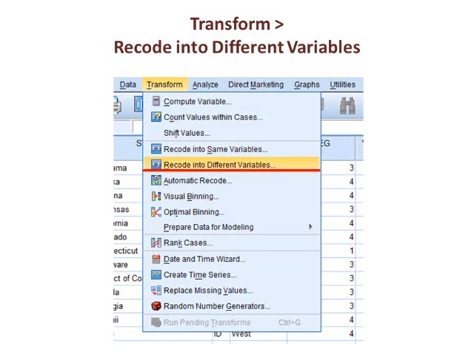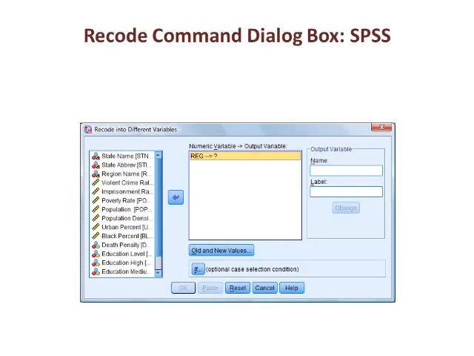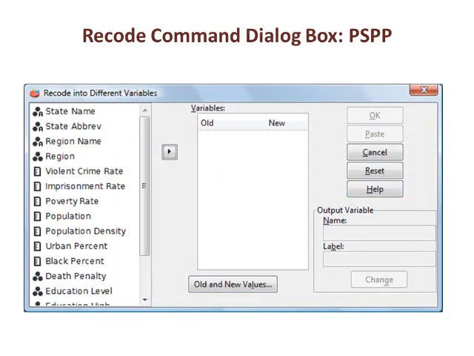In the top menu, go to Transform, and then use the command Recode into different variables. I always prefer to recode into a different variable rather than use the same variable, just in case I make a mistake. I do not want to lose the original data. We use the example of south. South has the value of 3 in the variable region. Here is the Recode command dialog box in SPSS. Those using PSPP will see a very similar box with only slight variations in where the items are placed.